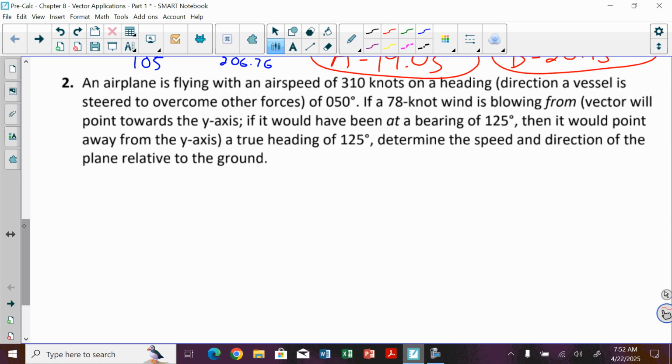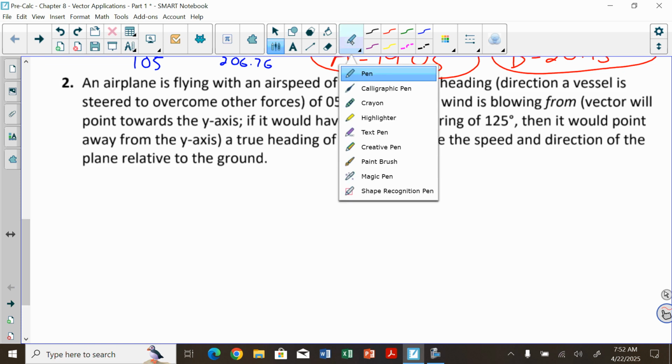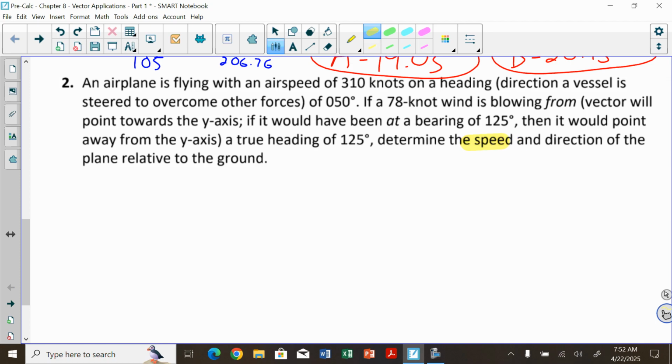The airplane is flying with an airspeed of 310 knots, and this is on a heading. That's what we call the direction the vessel is going, a heading, and then we steer it to overcome other forces. It's on a heading of 050. And then we've got a 78 knot wind blowing from, we'll talk about that as we go, on a true heading of 125. And then we want the speed and direction.